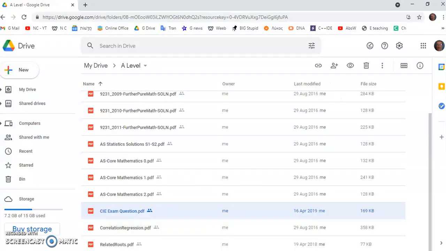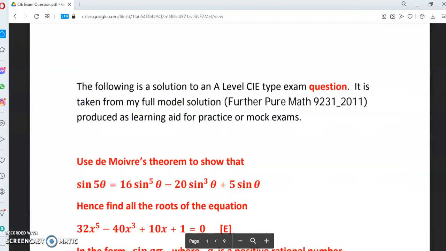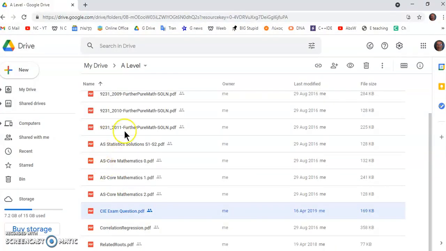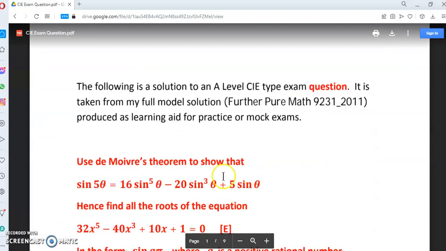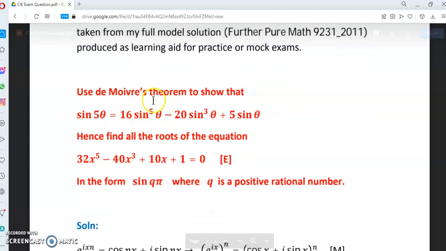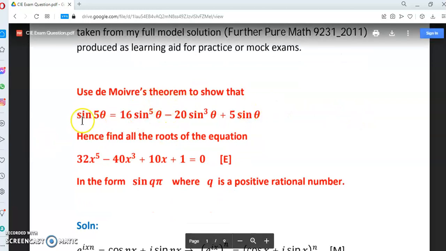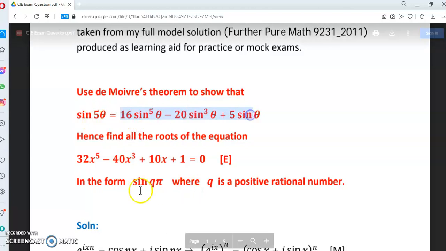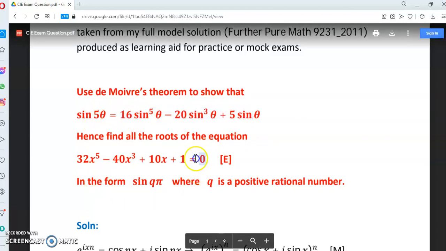Let's just see here. What was that again? That was 2011. Yeah. It was one of the 2011 papers, I think probably the second one in the year. I don't remember how many they used to have. But in any case, the question was stated as use de Moivre's theorem to show that the sine of 5 theta is equal to what you see on the right-hand side here. And then hence find all the roots of this equation.